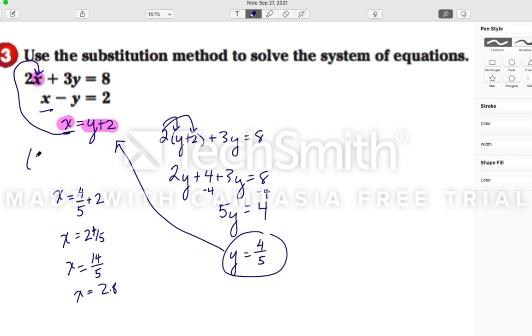So I'm going to write this as an ordered pair. I'm going to rock out with the 14/5 and 4/5 as a solution here.